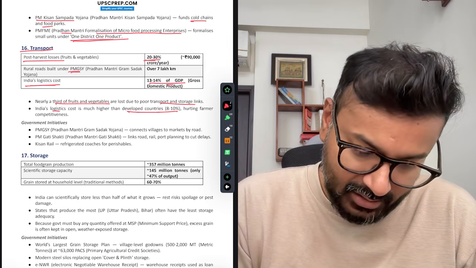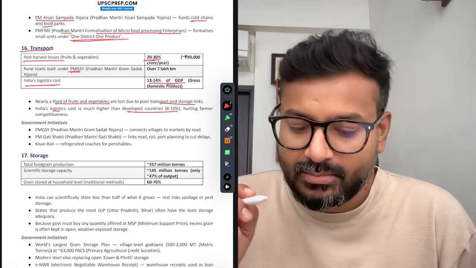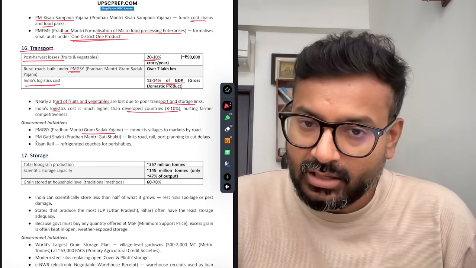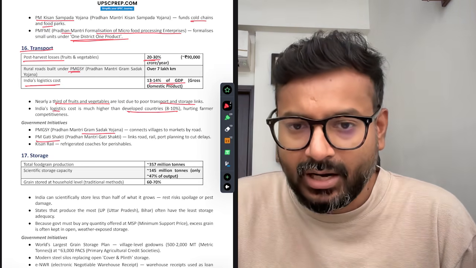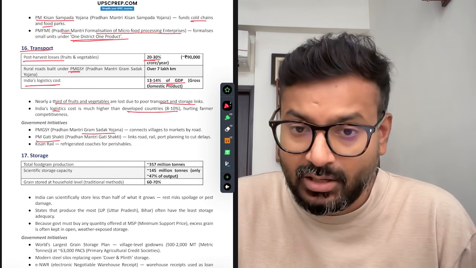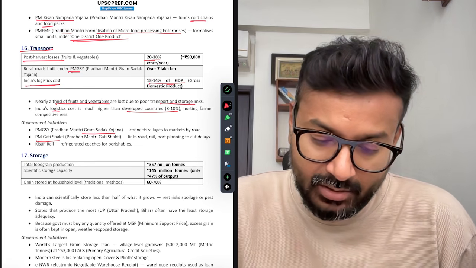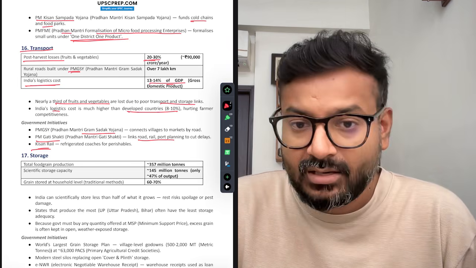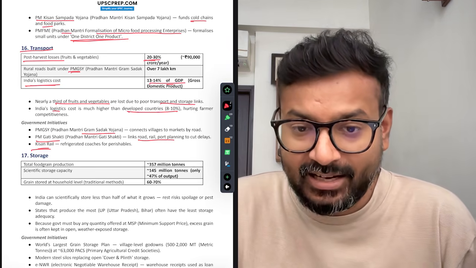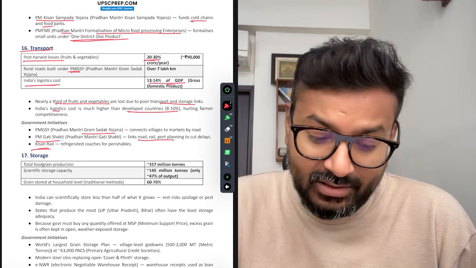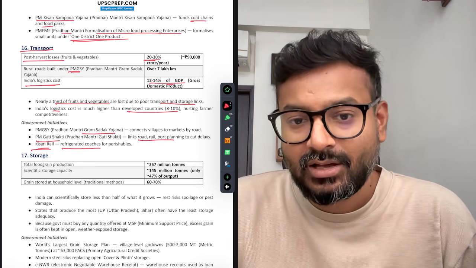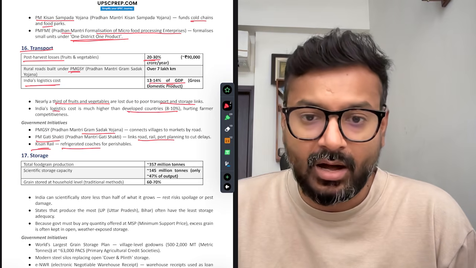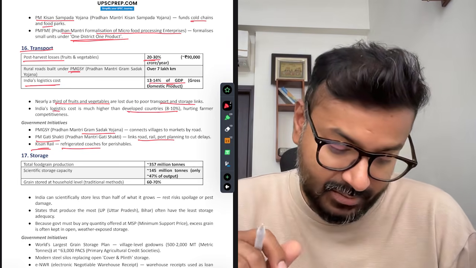What are the government initiatives in transport? Pradhan Mantri Gram Sadak Yojana to connect the villages with pakka roads. Then PM Gati Shakti, of course, this is a wider plan for multimodal transport, which will also help in transporting agriculture produce. So linking road, rail, ports to cut delays. Then a specific initiative in railways is Kisan Rail. Okay, so Kisan Rail will have refrigerated coaches so that post-harvest losses are minimized, and the markets receive fresh produce.